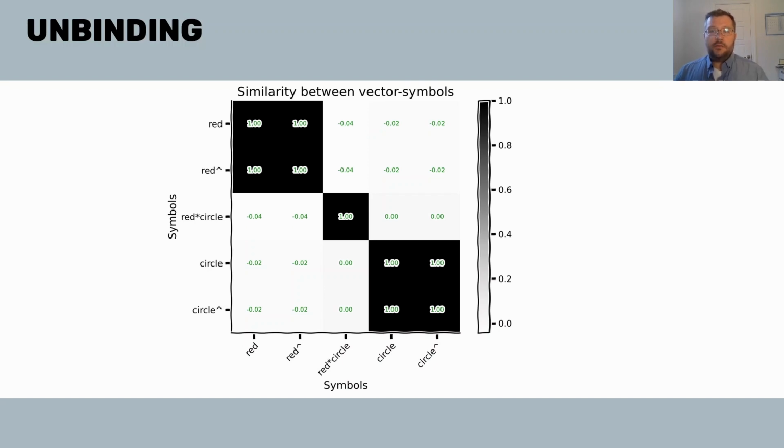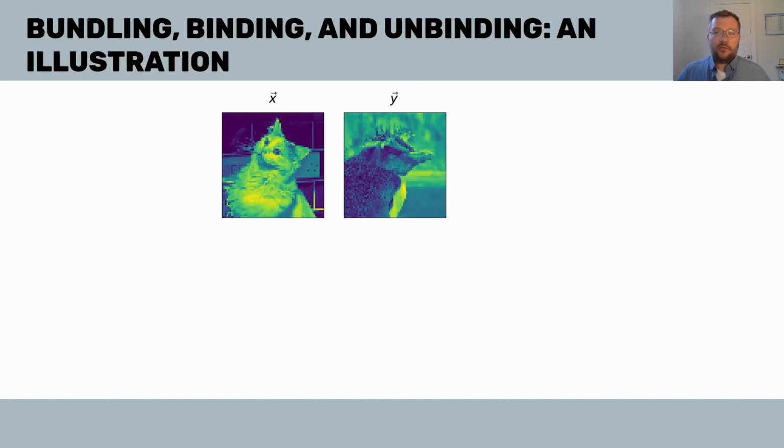As you can see, when you unbind circle from the red circle, you get back red. And when you unbind red, you get back circle. You've now created hypervectors, you've computed their similarity, and you've used binding and bundling to construct objects. So let's briefly compare and contrast what binding and bundling do.